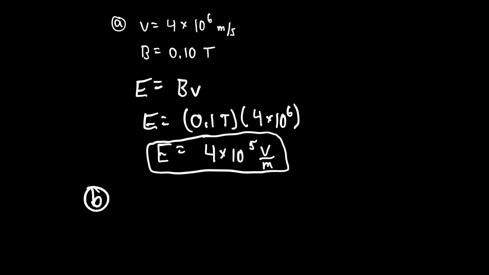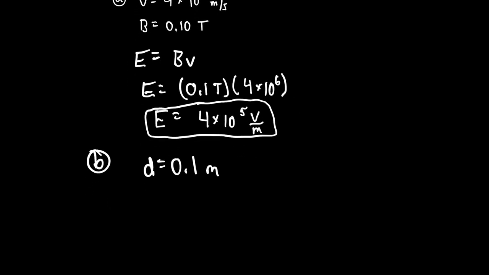Part B. We're asked to find what is the voltage that's created by this if the distance it moves is 0.1 meters. How do I find voltage from this? I have an electric field. I have a distance. How do I find voltage?